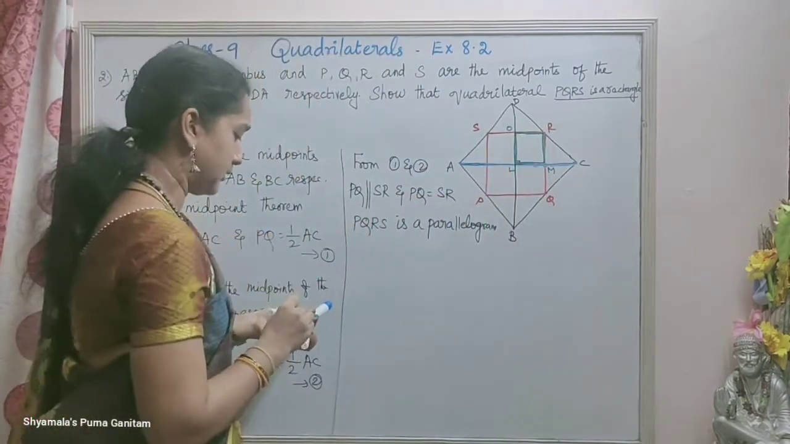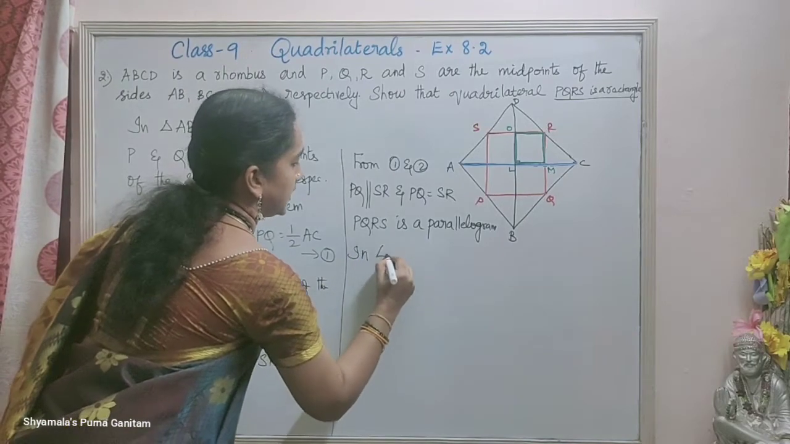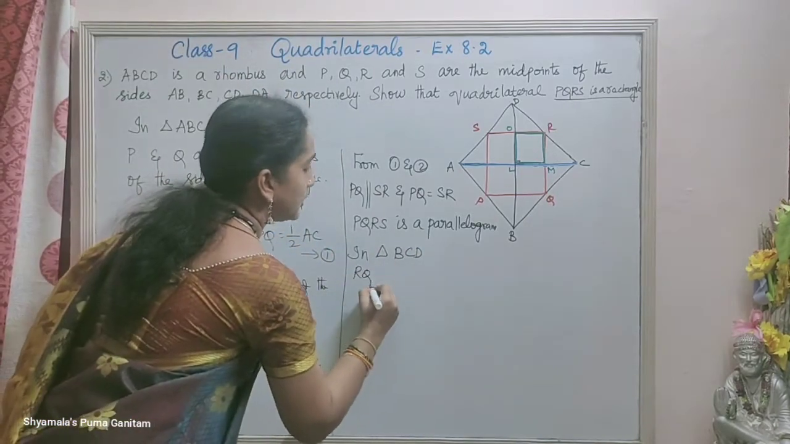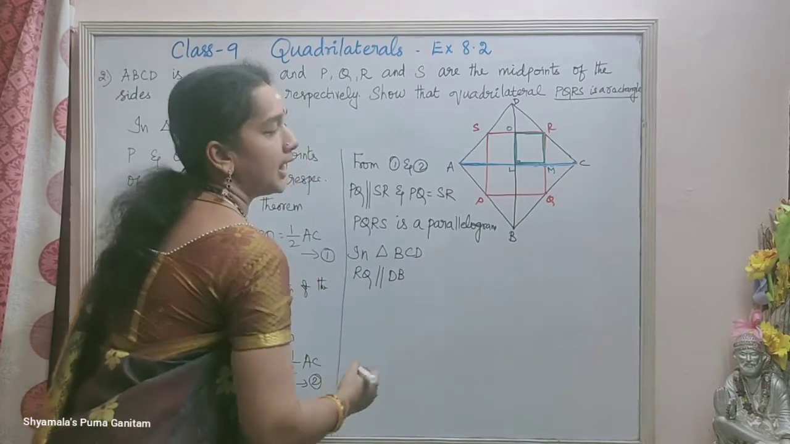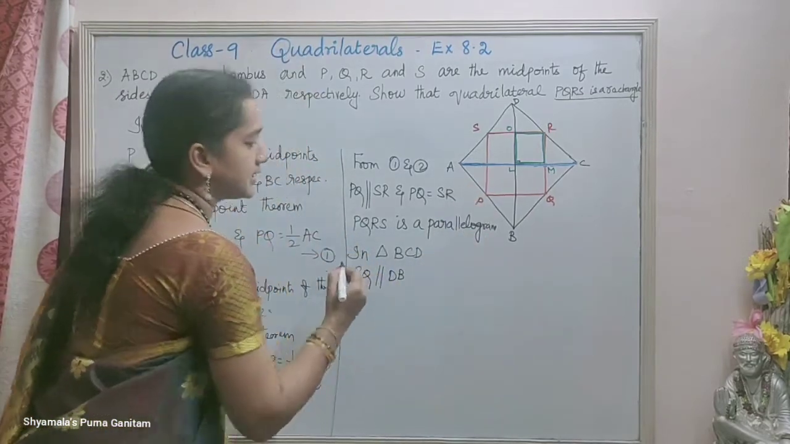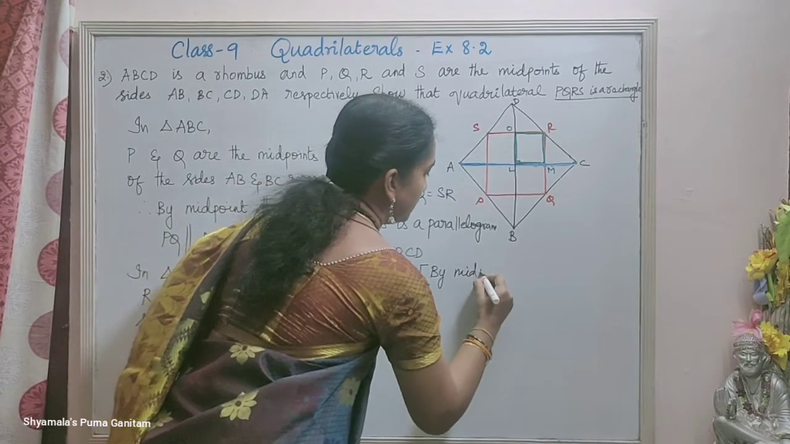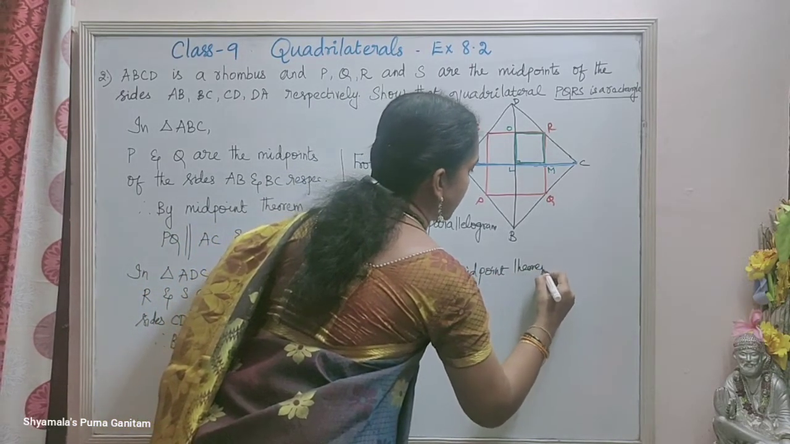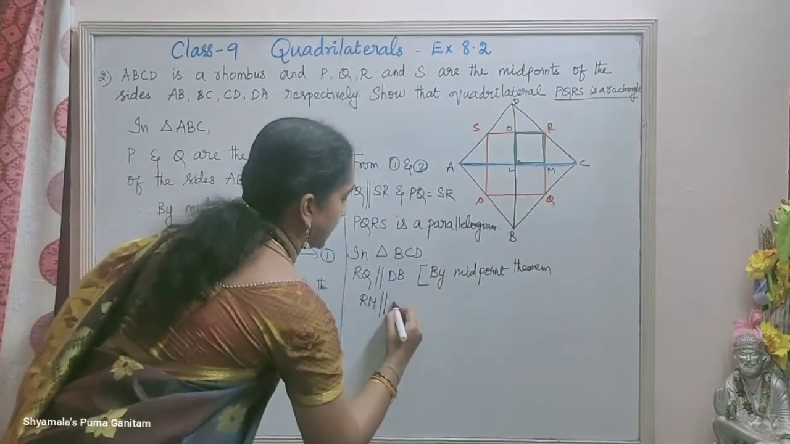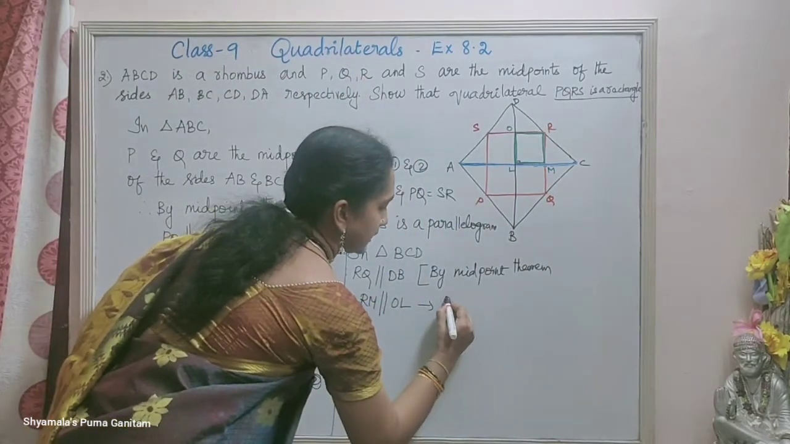So, first we will write that. In triangle BCD, RQ is parallel to DB, and since RQ is parallel to DB, by the midpoint theorem, RM is also parallel to OL. So this one we will take as the third equation.